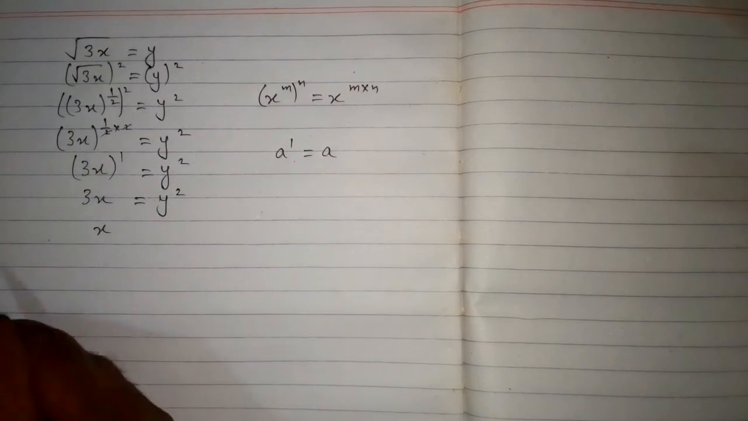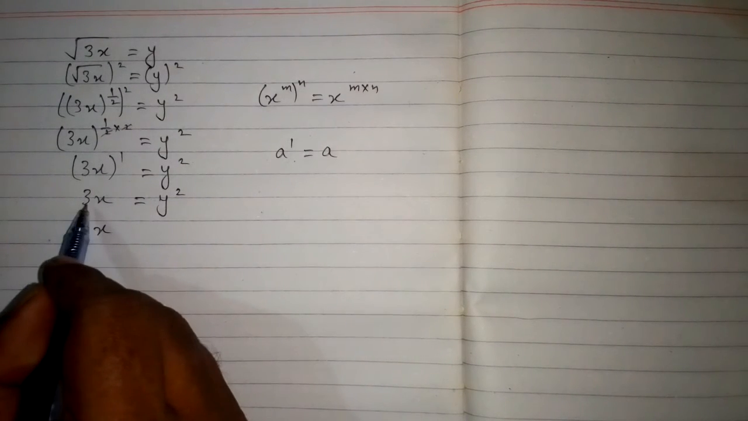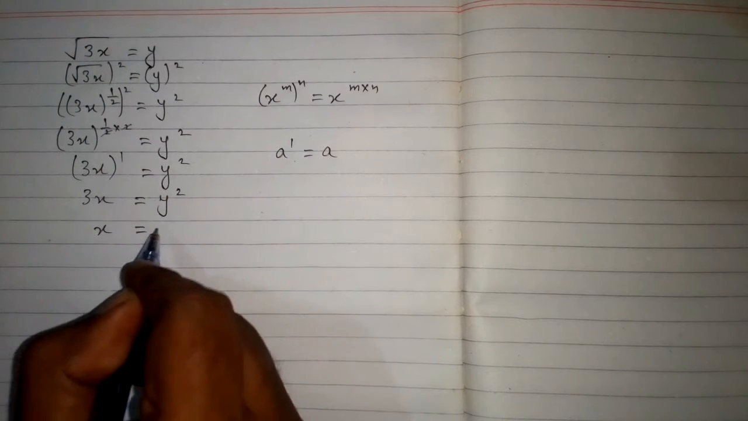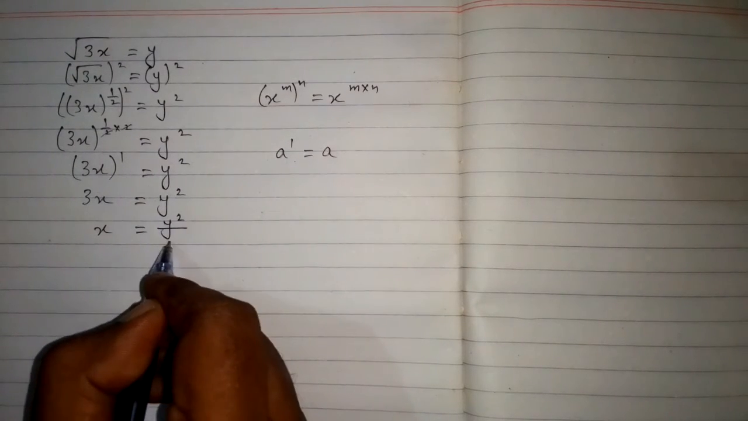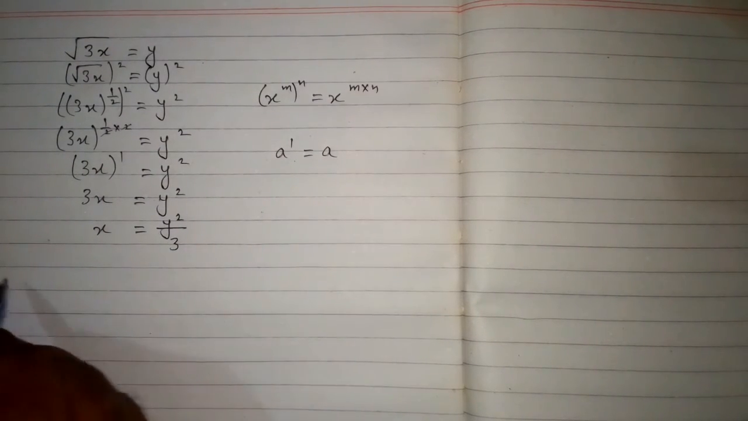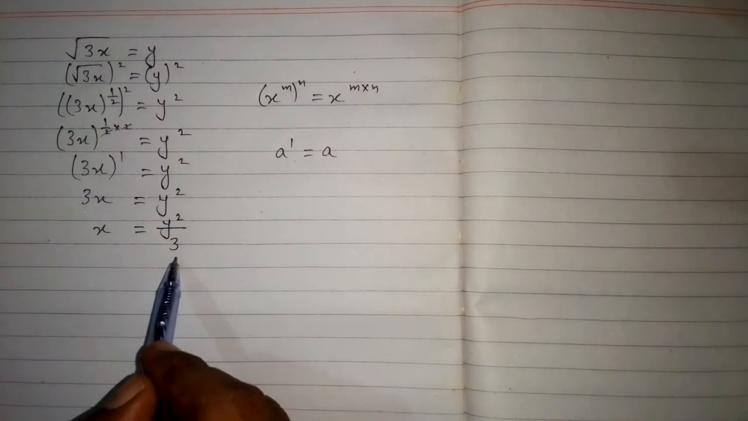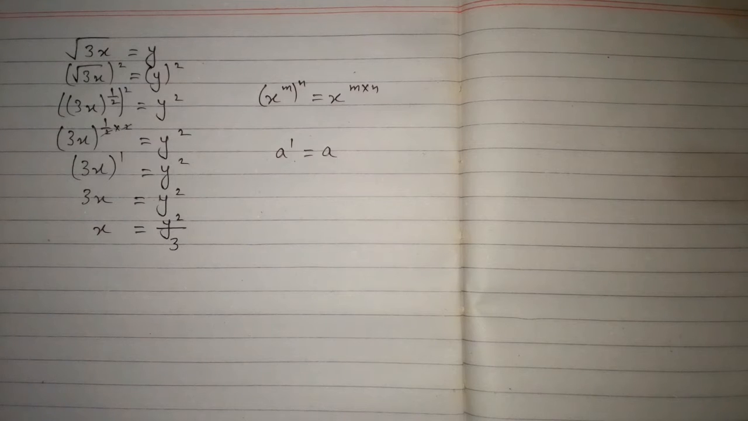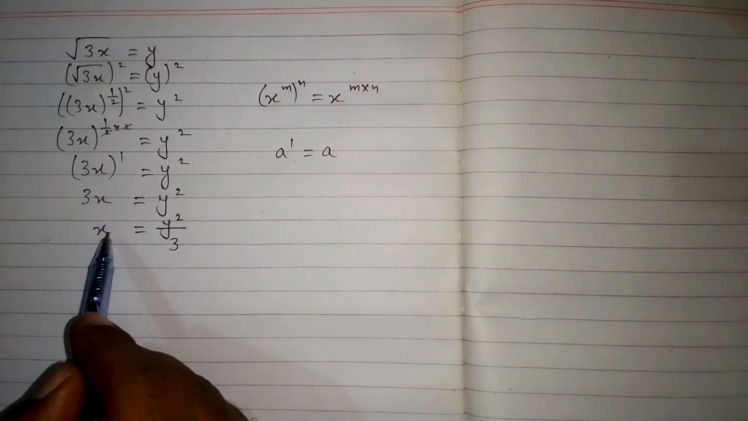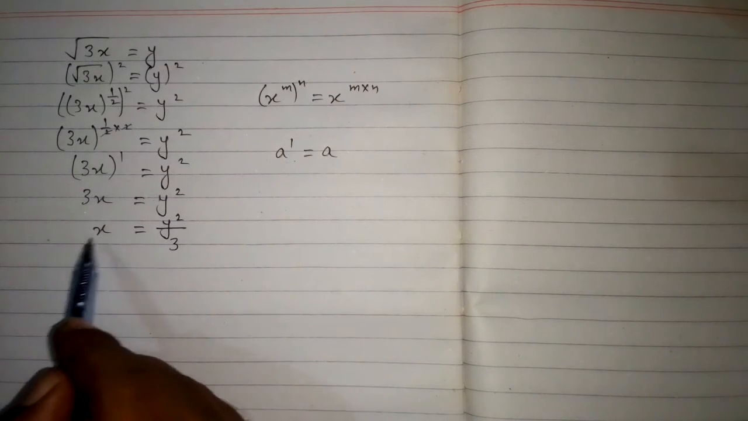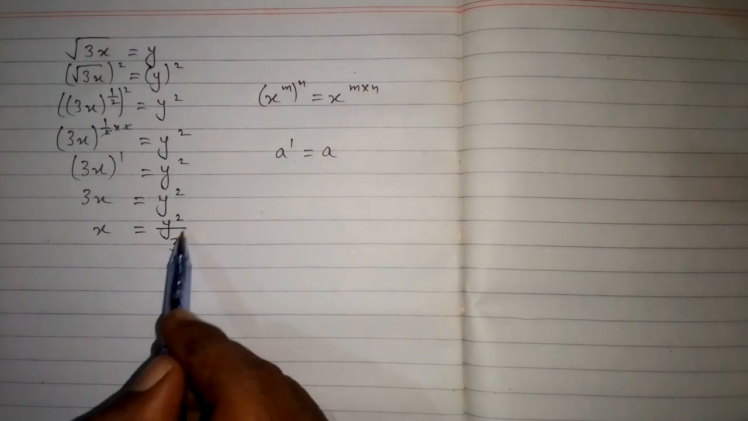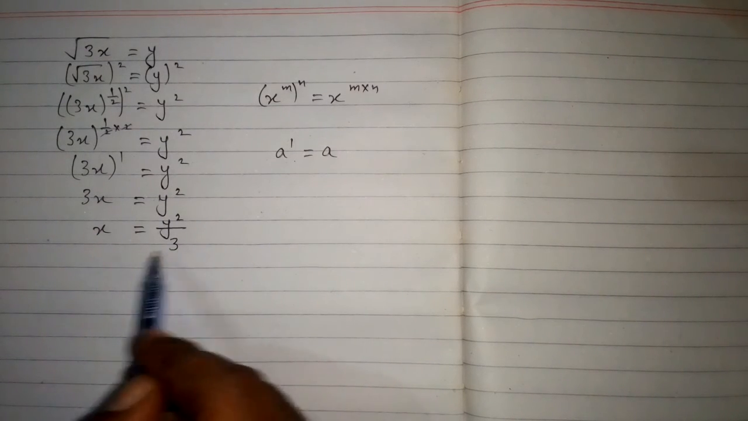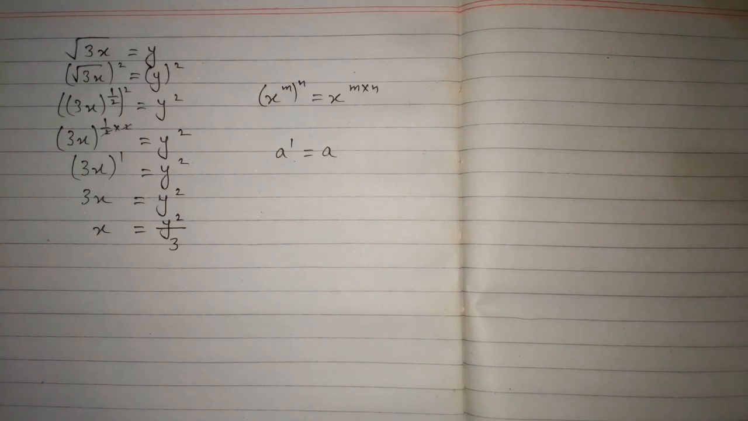Now here 3 is multiplying on this side. So when we take this 3 to the other side of the equation, it will divide y square. So x is equal to y square upon 3, and here we can see that x is the subject of the equation, because we have x on one side of the equation and y square upon 3 on the other side of the equation. So x is the subject of this equation.